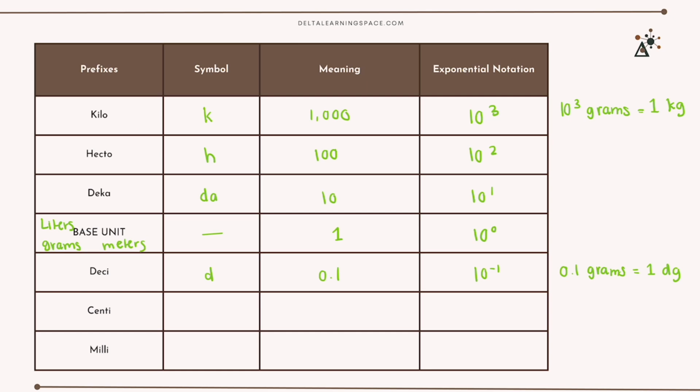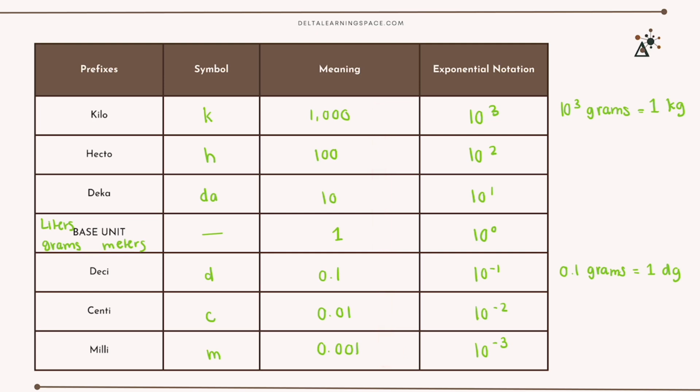Next we have centi with the lowercase c as our symbol, meaning 0.01 or 10 to the negative second. And finally, we have milli with the lowercase m as our symbol, meaning 0.001, and its exponential notation 10 to the negative third. So I want us to notice that as we go from kilo to milli, we get smaller by a base of 10 each time.